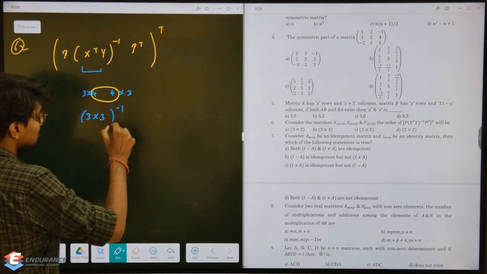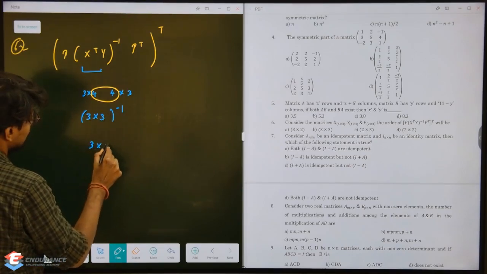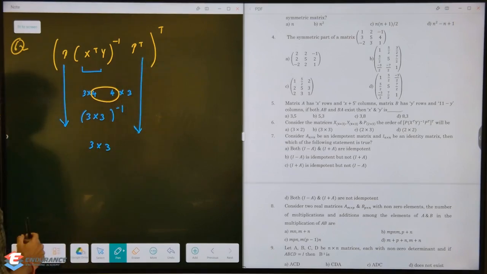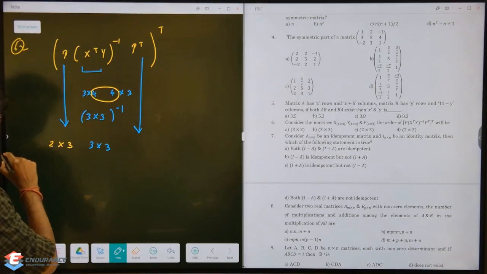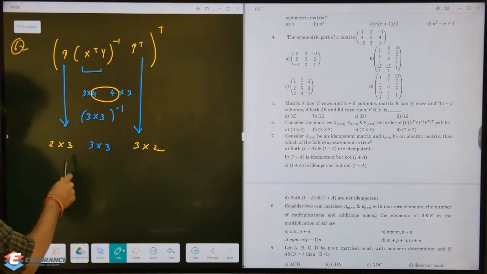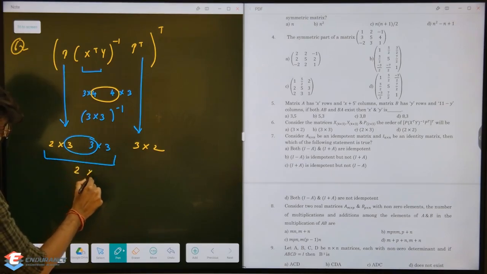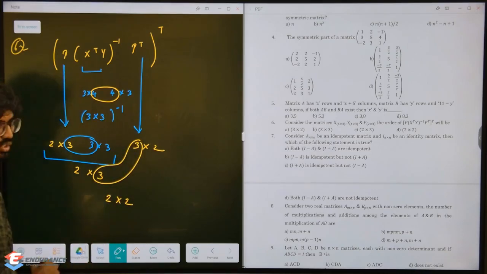And if I apply inverse, I will have the same order. Order will not change. We will talk about inverse later. So after applying inverse also, my order will be same. Okay, what about P and P transpose? Order of P is 2 cross 3. And order of P transpose is 3 cross 2, just reverse the order of P. So this 3 and 3 is common. So the product is 2 cross 3, and again this 3, 3 we can remove. So the order will be 2 cross 2.